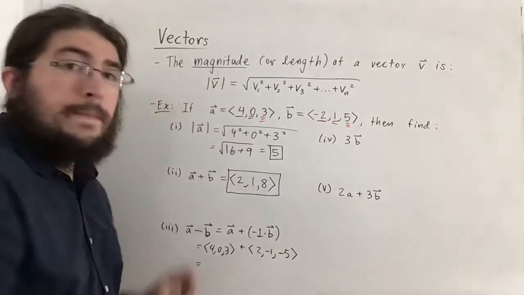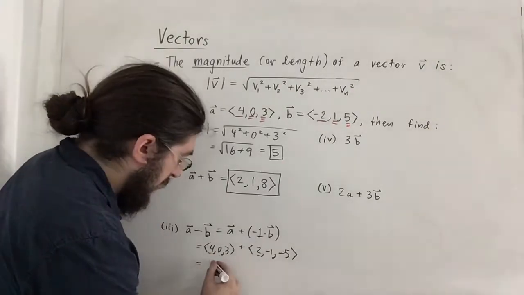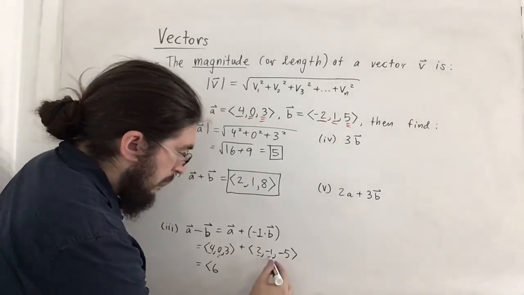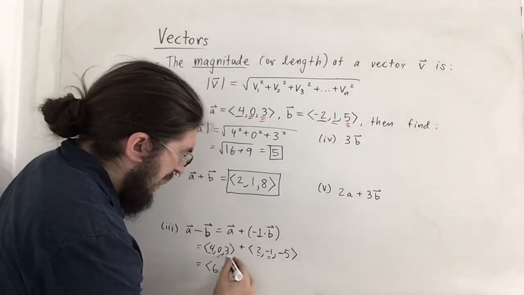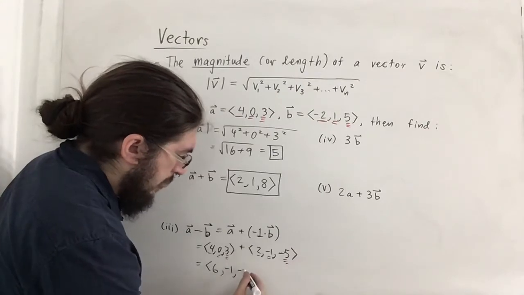And now finally we can add component-wise. So 4 plus 2 is going to be 6. 0 plus negative 1 is going to be negative 1. And 3 plus negative 5 is going to be negative 2.